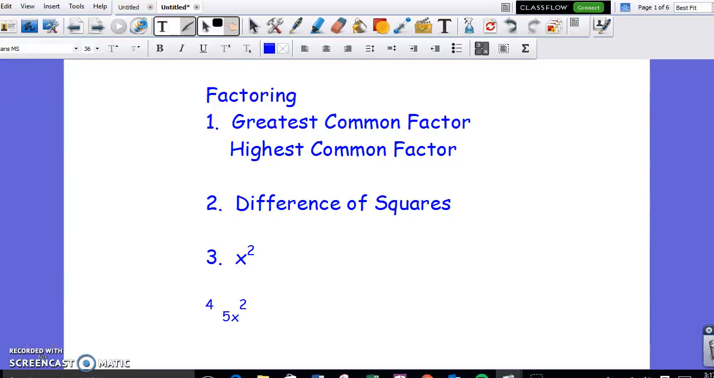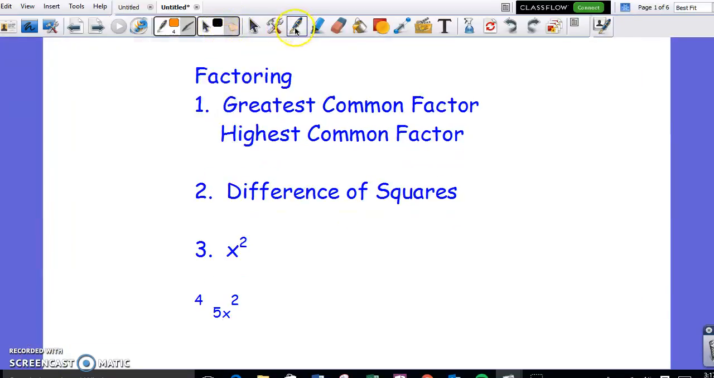Hello everyone. Today I'm just going to go over a few things to help you see what we've been doing and where we're going, especially since you're going to have a quiz tomorrow over this. Basically, when you're given something and they tell you to factor it, you go through these steps every single time.